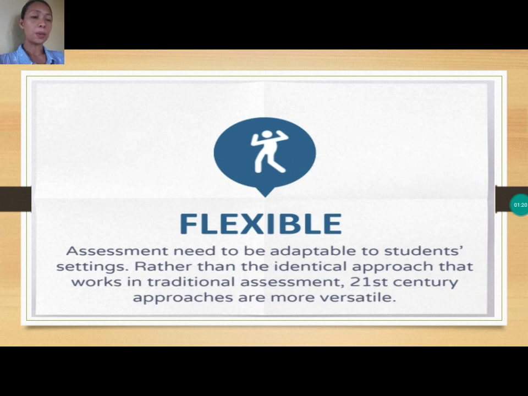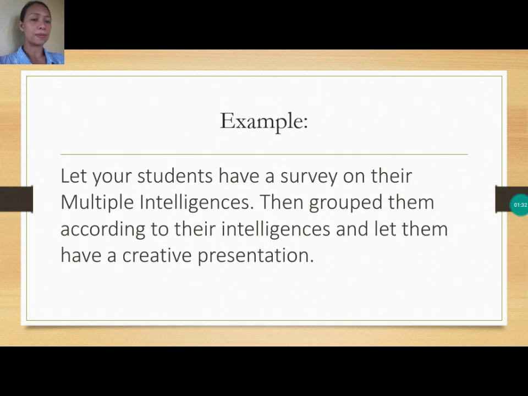Next, flexible. Assessment needs to be adaptable to student settings. Rather than the identical approach that works in traditional assessment, 21st century approaches are more versatile. Example, let your students take a survey on their multiple intelligences. Then group them according to their intelligences and let them have a creative presentation.